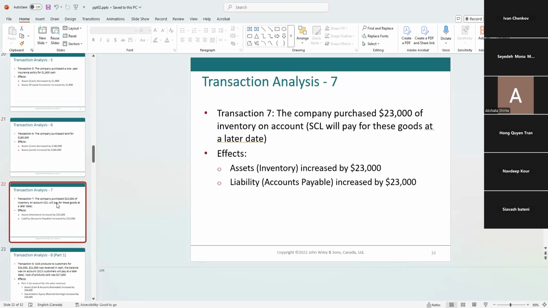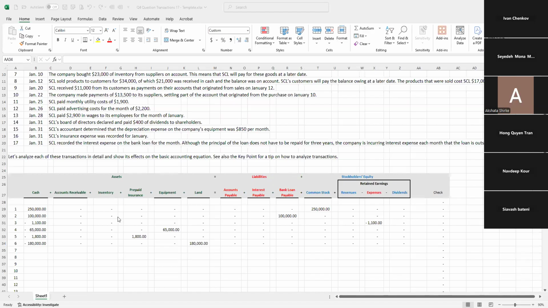Now we're purchasing inventory on account. Let's stop this one and go to our Excel spreadsheet and see what this on account is. So, do you understand the idea of on account? Or no? No, really. Yeah. Watch this.